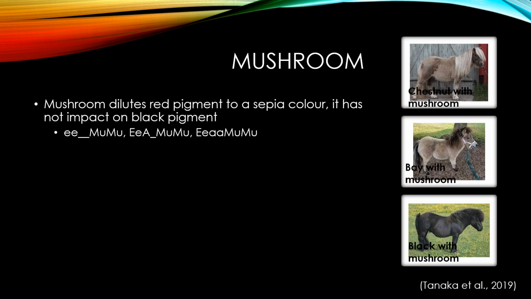The final dilution gene is mushroom. Mushroom is a gene that dilutes red pigment to a sepia colour. So originally it was thought that only chestnut horses with 2 copies of mushroom would show the mushroom colour. However, recent testing has shown that bay horses may also exhibit mushroom colour on their bodies if they have 2 copies of mushroom. Mushroom is found exclusively in Shetland ponies and miniature horses with Shetland pony ancestry.